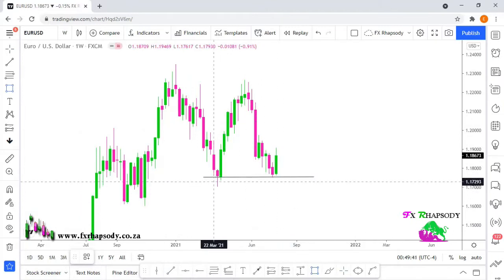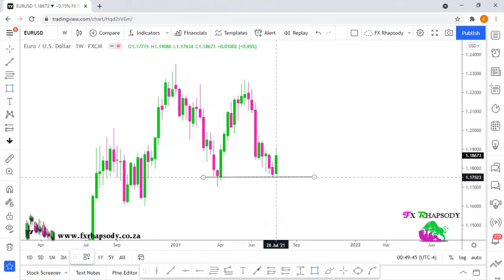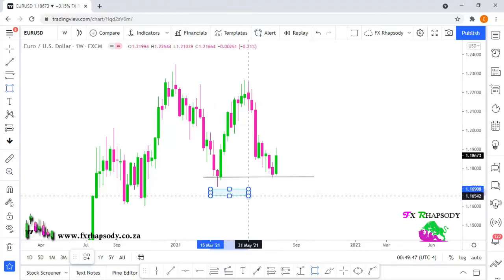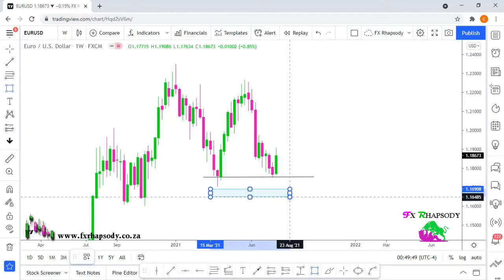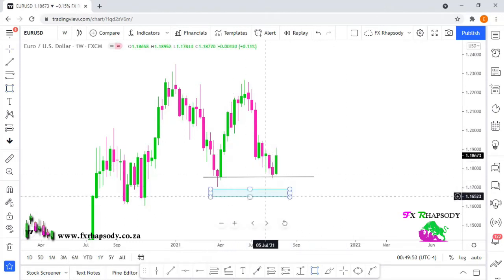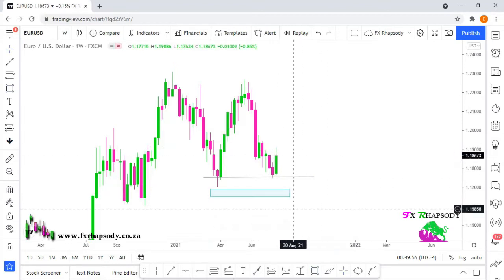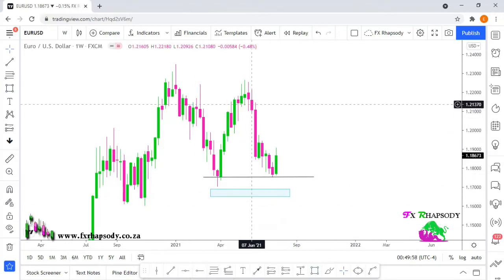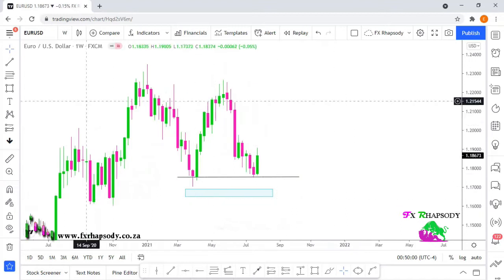Now, with these buy orders that have been placed in the market over here, we do know that there are some sell stops lying underneath. These buyers obviously put their stop losses at the bottom, so price will always go and hunt those areas. But that is on the weekly, the bigger picture.